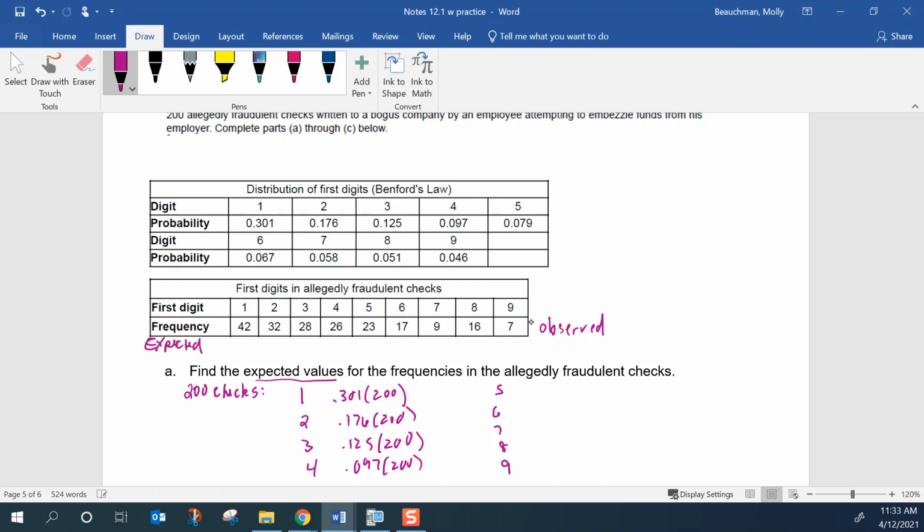Then you would use your observed values and your expected values and type them in the appropriate list, either in StatCrunch or in the calculator, and run your goodness of fit test.